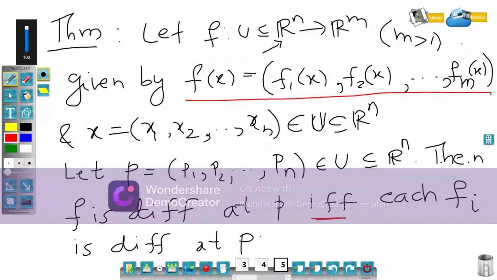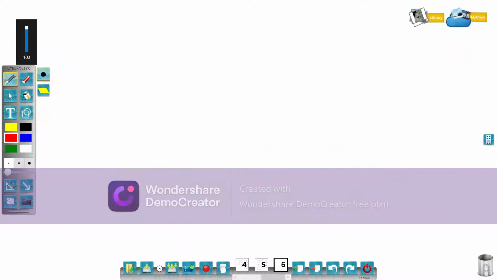So in problem solving, if somebody gives you a vector valued function and asks you to check whether it is differentiable or not, one of the ways is to check whether each component is differentiable or not. If each component of f is differentiable, it implies that the function is differentiable. So let's prove this. The proof is not difficult. You just need to use the definition in a proper way and some of the rules of norm.